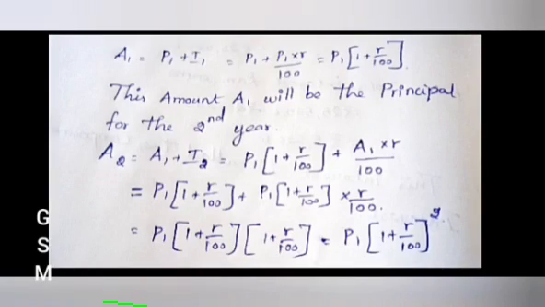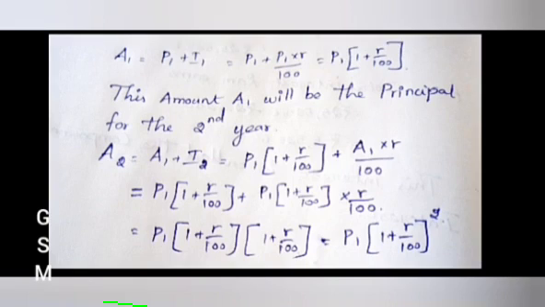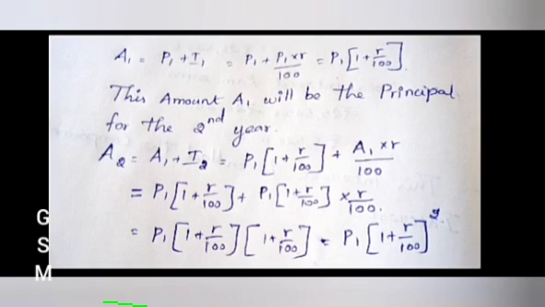Now we are going to derive the formula for compound interest. A1 is the total amount calculated in the first year. A1 equals P1 plus I1, where P1 is the principal amount and I1 is the interest calculated in the first year. Then substitute I1 with P1 into R divided by 100, because it is calculated for 1 year only. After simplification, we get A1 equals P1 into 1 plus R divided by 100. This amount A1 will be the principal amount for the second year.